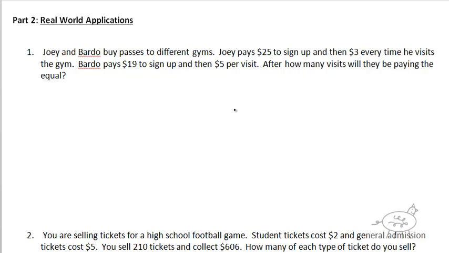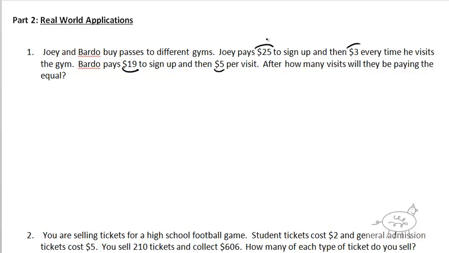It says Joey and Bardo buy passes to different gyms. Joey pays $25 to sign up, and then $3 every time he visits the gym. Bardo pays $19 to sign up, and then $5 per visit. How many visits will they be paying the equal amount? So here's the deal. This is a fixed cost. You pay this $25 one time, and then it's $3 for every time you use the gym. This one you pay the $19 one time and $5 every time you use the gym.